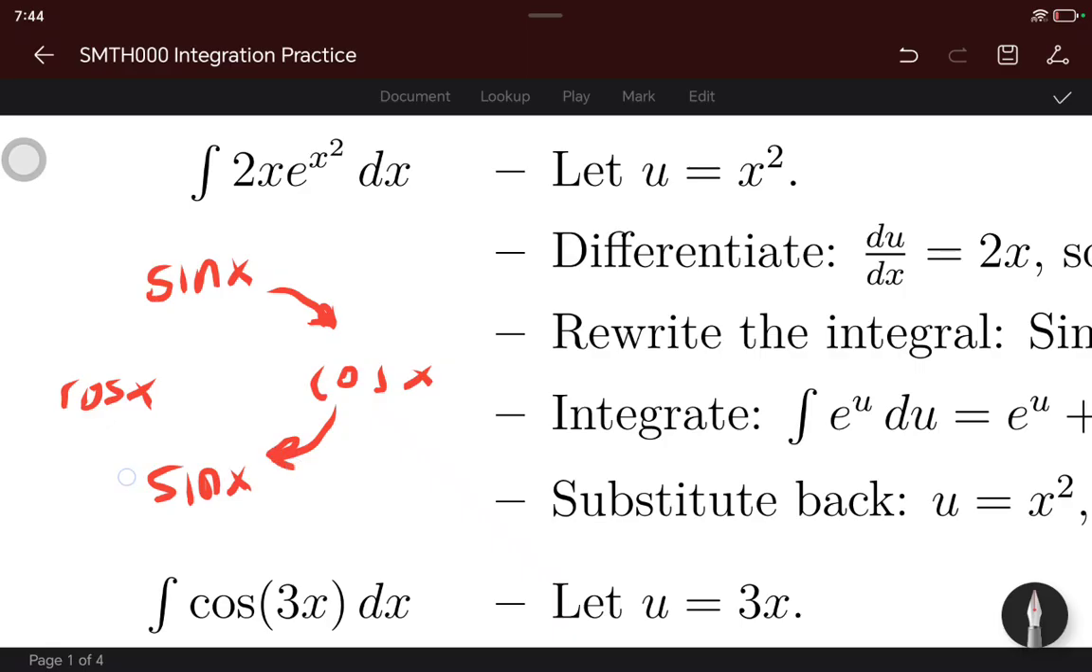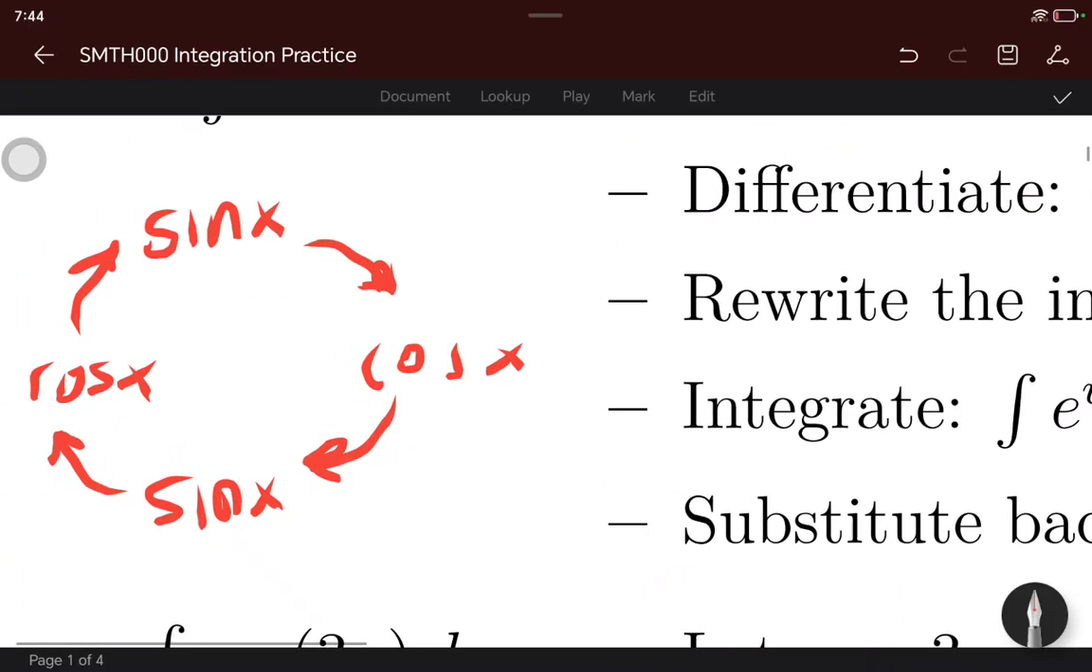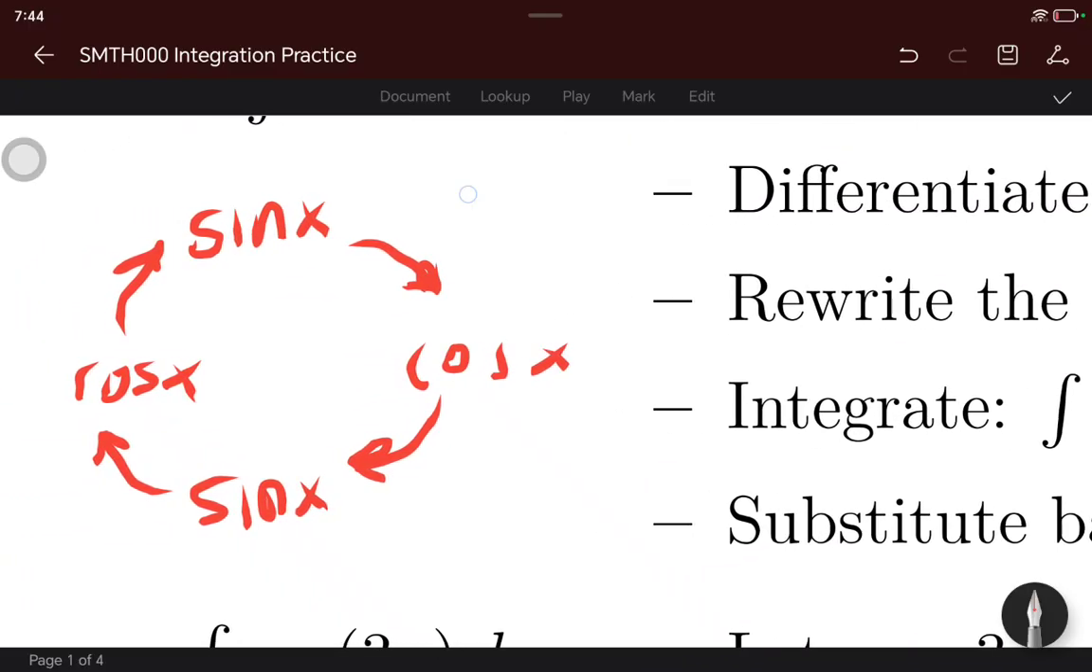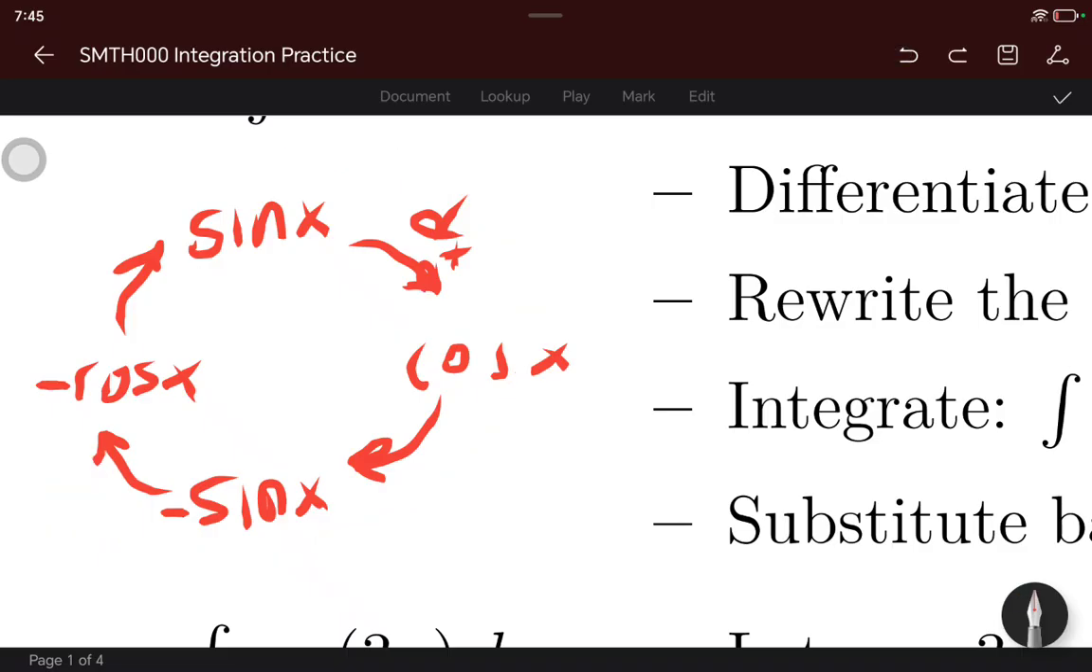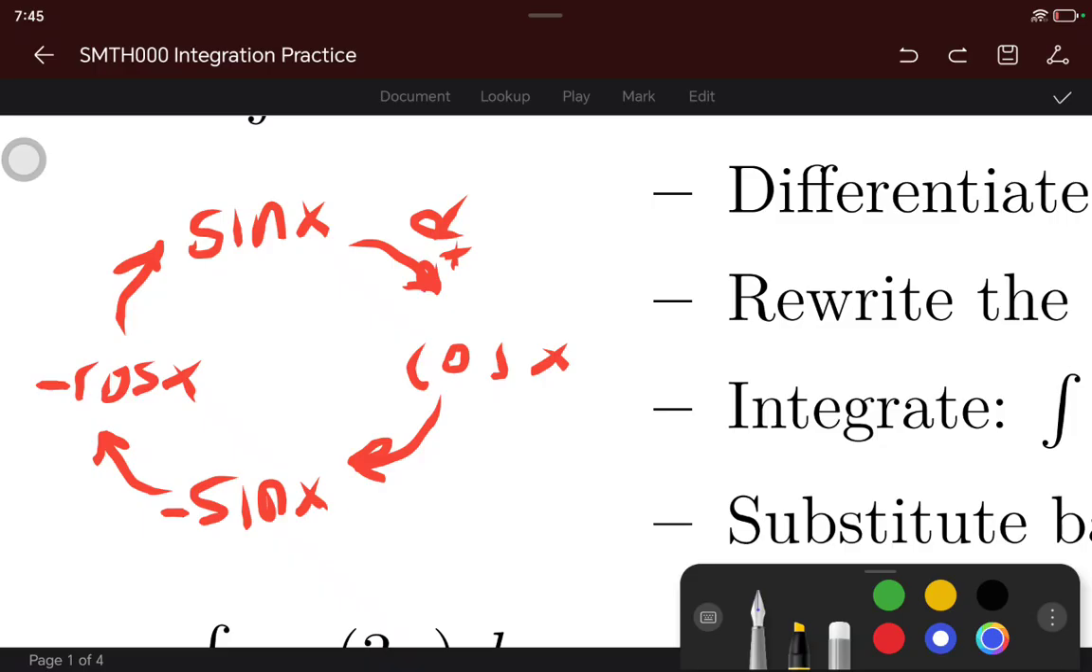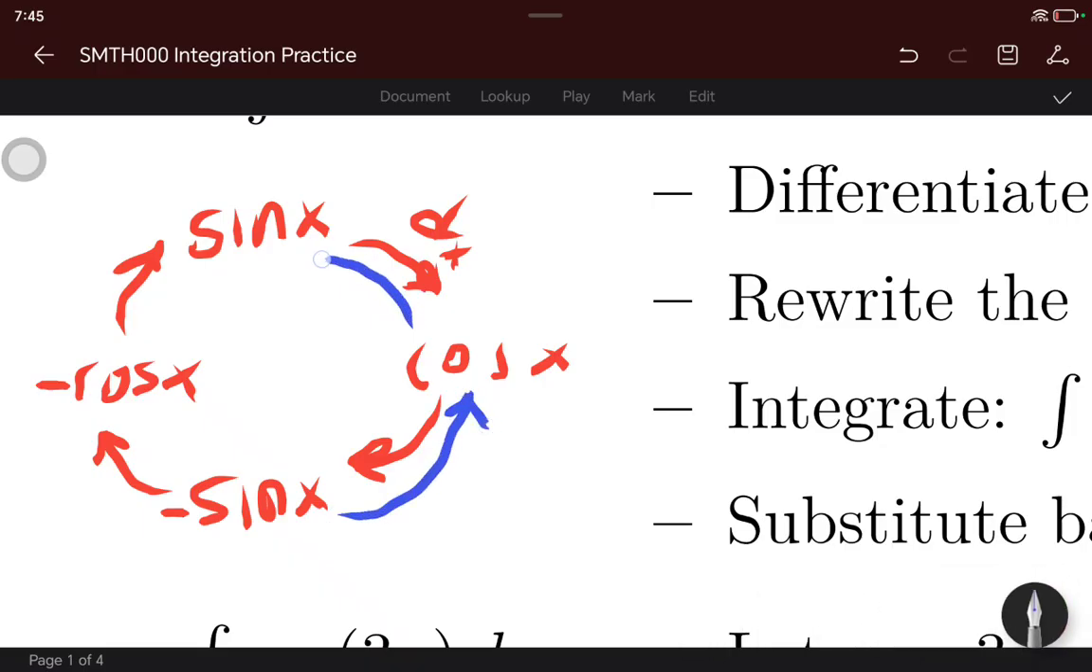You can just ask yourself these questions, right? I know that when I derive sine x, I will get positive cos x. So it means that going this side, I can just derive. When I derive cos x, I get negative sine x. I can just put a negative there. And just know that after negative sine x will go negative cos x, right? So now I know that in this direction, I'm deriving. So it means that for me to integrate, I must go in the opposite direction.